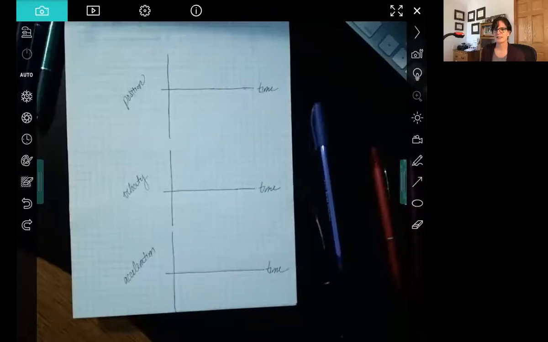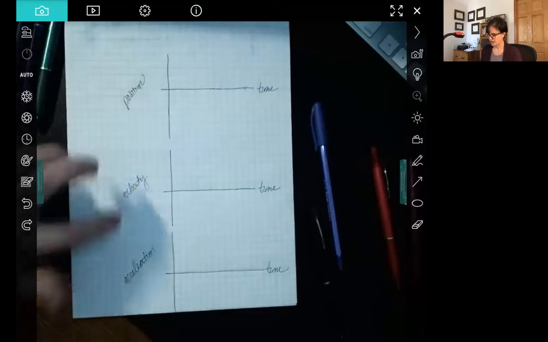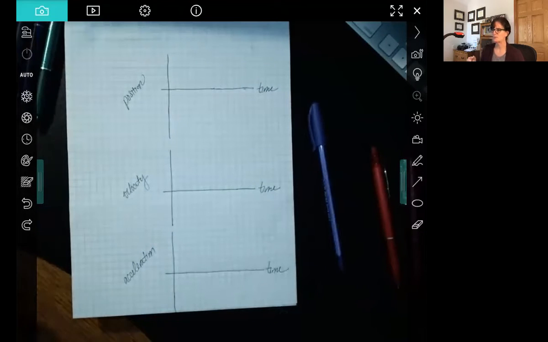All right, so let's look at how we might graph that story on a position time graph, velocity time graph, and acceleration time graph. So I'm going to share my screen with you that allows us to look at the development of that story as we graph it. All right, so I have position, velocity, and acceleration here. So where do we begin?